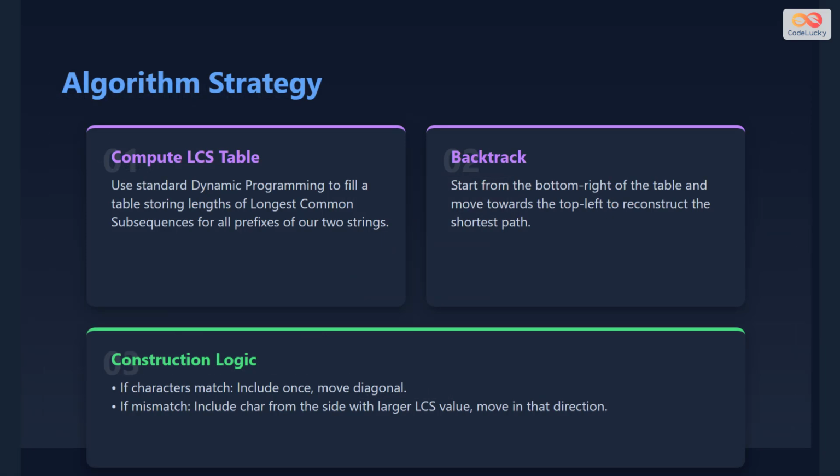Our algorithm has three main steps. First, we compute the standard LCS table using dynamic programming. Second, we backtrack from the bottom right corner of the table. Third, we construct the string. If characters match, we include them once. If they differ, we pick the character that corresponds to the direction of the LCS path, effectively picking the character that contributes to the supersequence but not the common part.